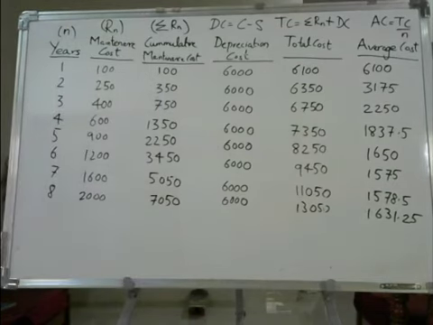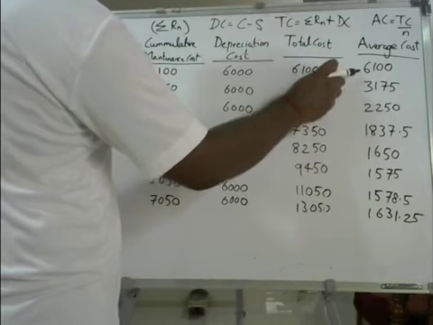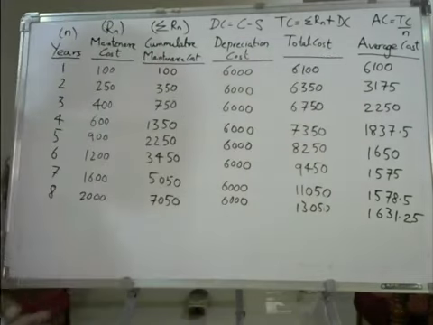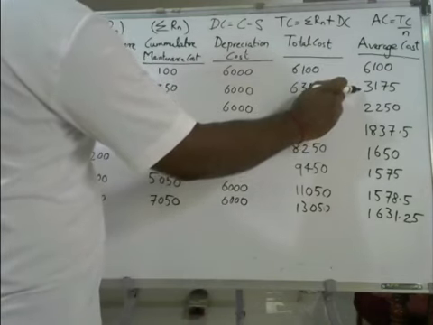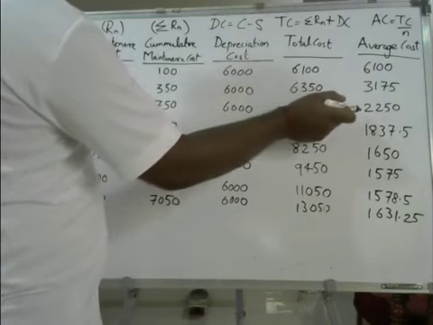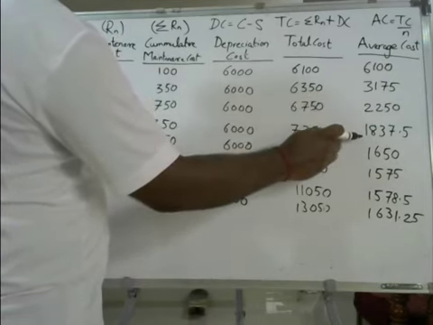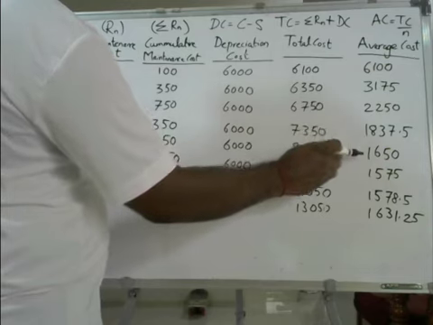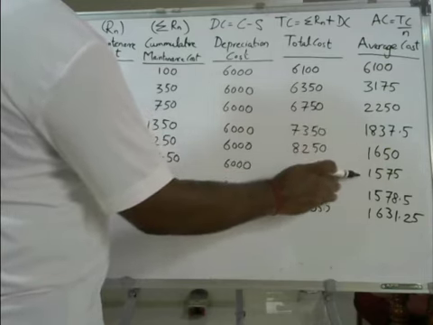So here in this problem you can see that the average cost for the first year is 6,100 because you purchased the machine at that price. For the second year the average cost is 3,175. It has come down. For the third year it has still come down, that is 2,250. Again it has come down to 1837.5. Then this has come down to 1,650. This has come down to 1,575.